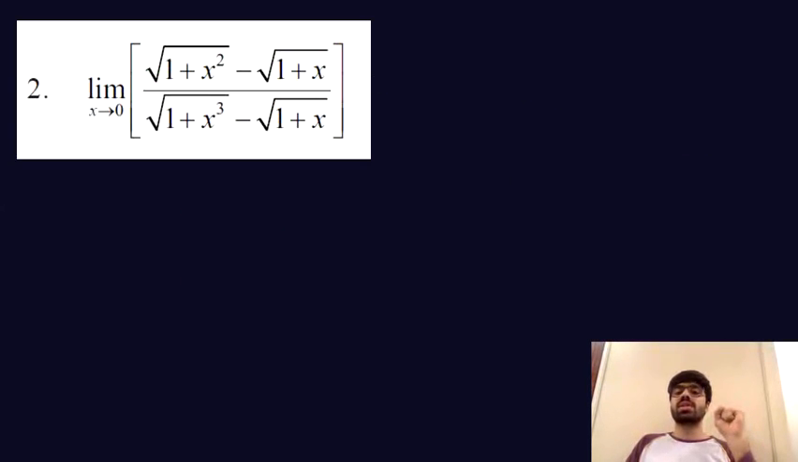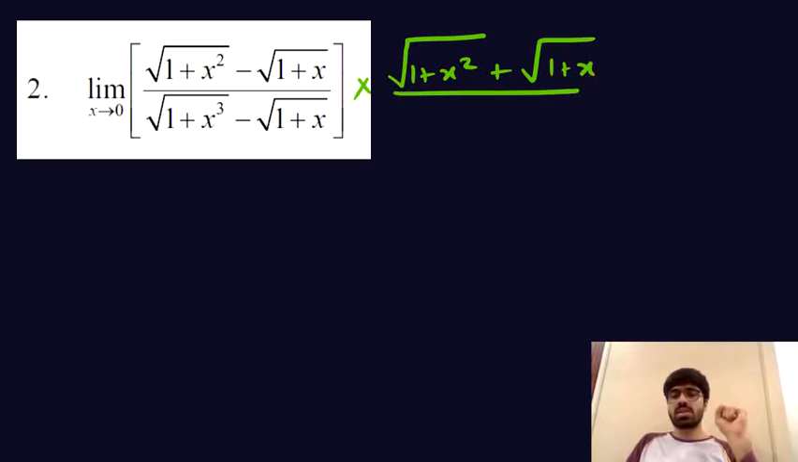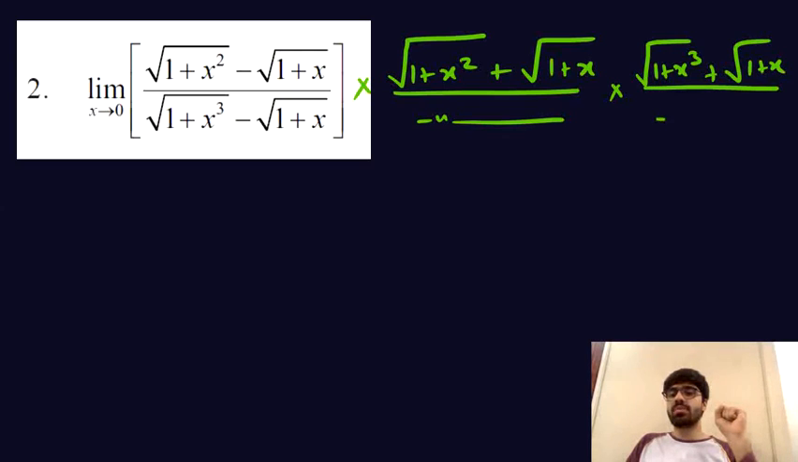Again, you need to rationalize it 2 times. So into root over 1 plus x square plus root over 1 plus x, same term in the denominator, into root over 1 plus x cube plus root over 1 plus x, and again the same term in the denominator. So when you club these terms, it will be limit of x tending to 0.